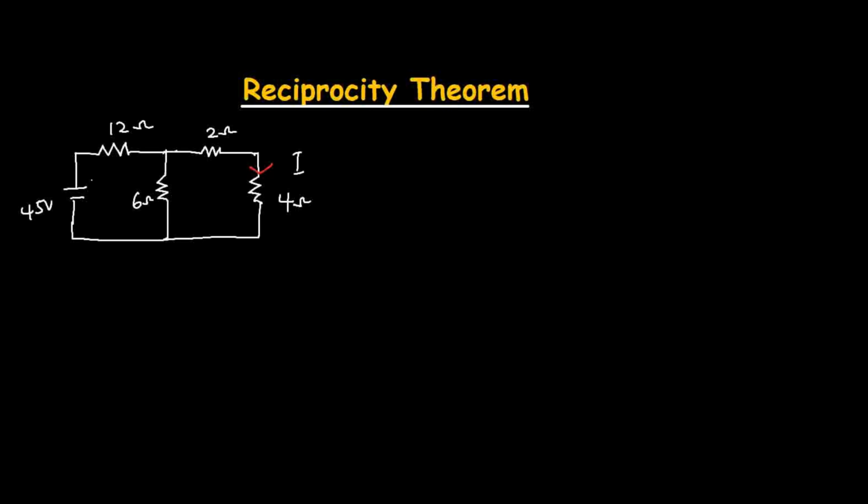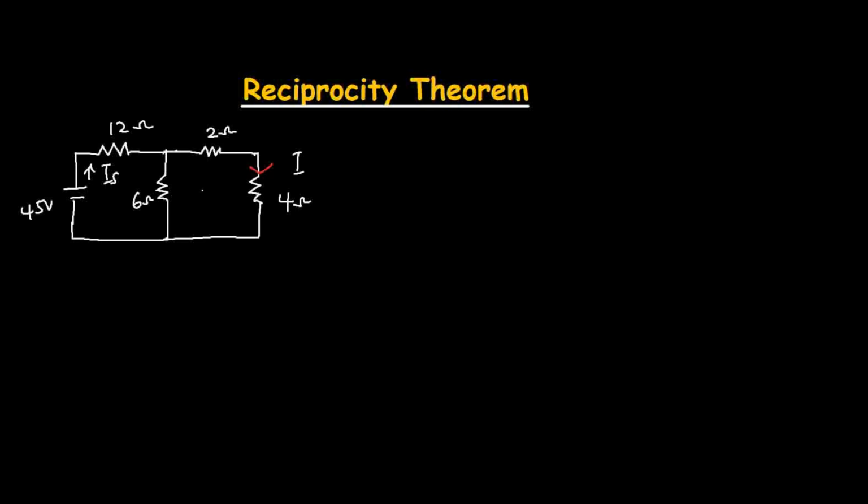Then I have the current from the source to be Is. So you have to calculate the value of this current here. Then after that we interchange the current and the voltage source, their positions. Then we calculate the value of I again and see if we get the same value. So let's do this.